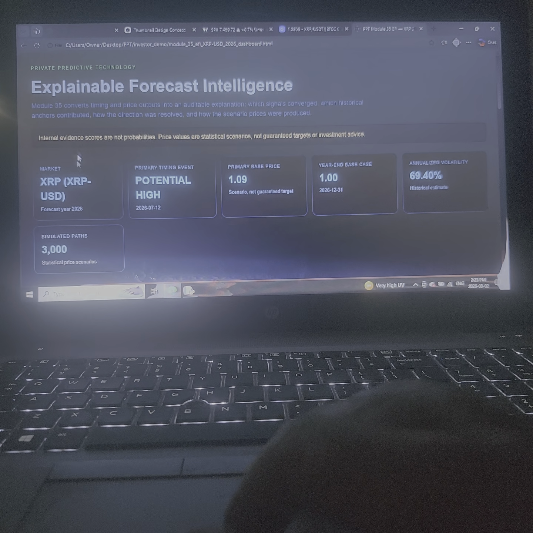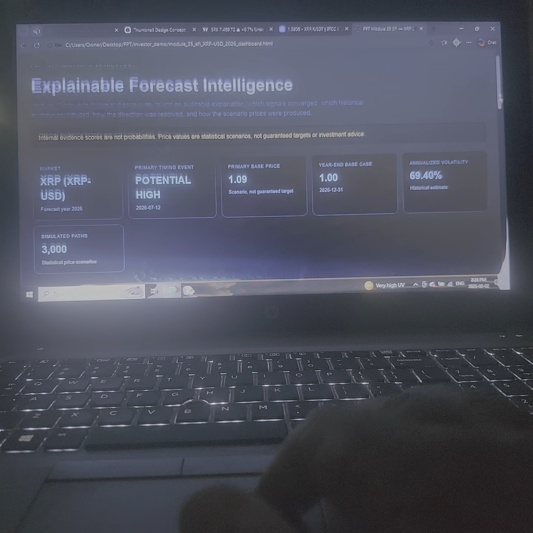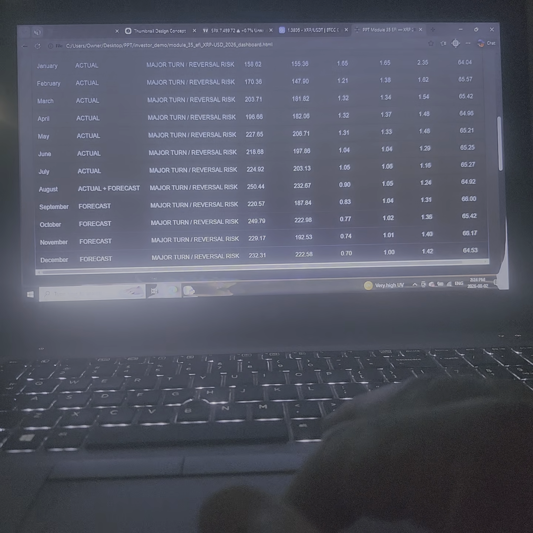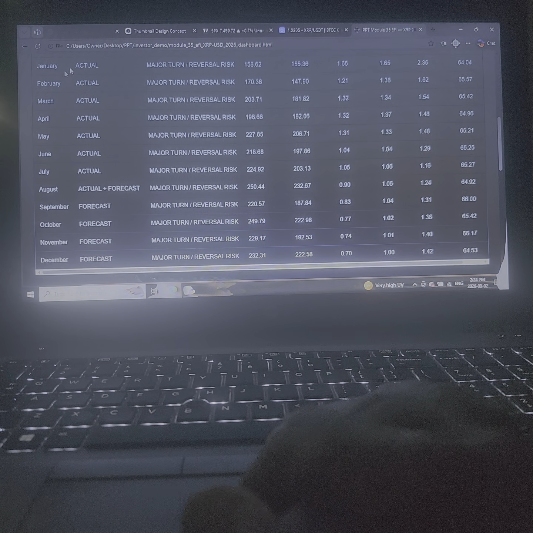Okay, so XRP is showing us the potential high on the 7/12 of July, which we saw. It's calling for a primary base of 109, and we're obviously around that right now. It's calling for a year end around $1, and the volatility for this estimate is at about 69-70%. Let's go ahead and take a look at the year now. Looking at the year now, this is the actual, and then we start getting into the forecast for August here.